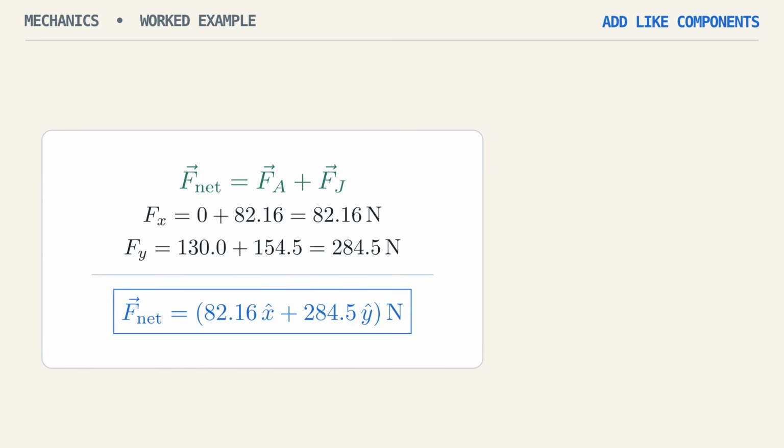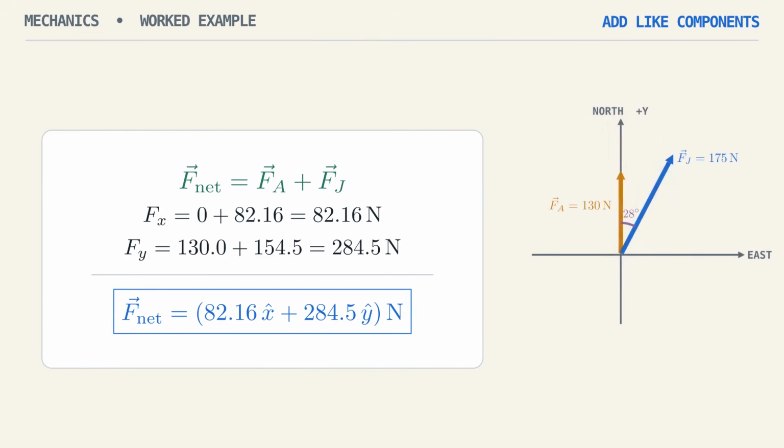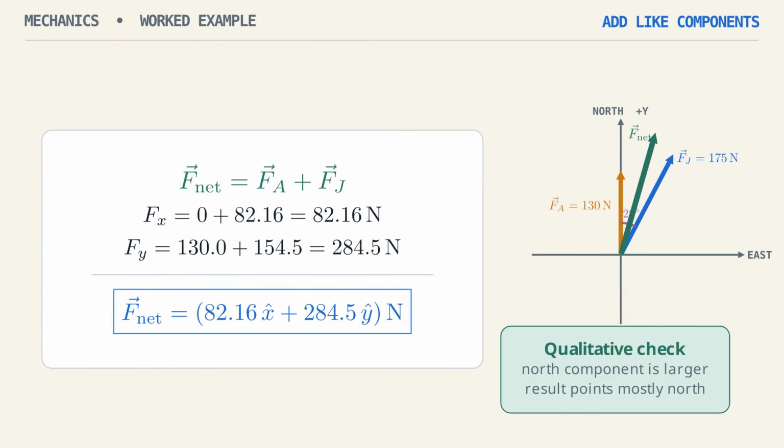Now add x components to x components and y components to y components. The x total is 0 plus 82.16. The y total is 130 plus 154.5, giving 284.5 newtons. Therefore, the net force is 82.16 x hat plus 284.5 y hat newtons. This agrees with the sketch. Both components are positive, and the much larger north component makes the resultant point mostly north.